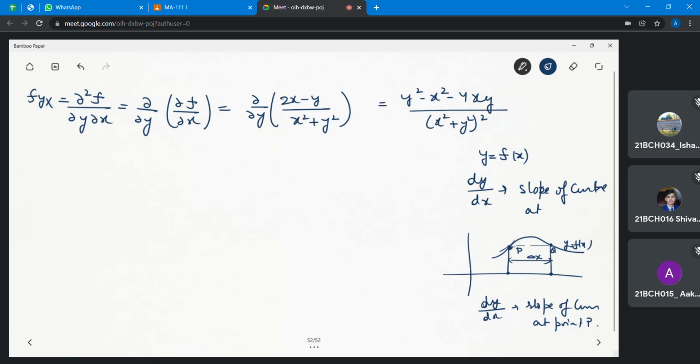Now, what is the case when you are talking about a function of two variables, f of xy? What does it represent? If you write del f over del x or del f over del y, what does it represent?